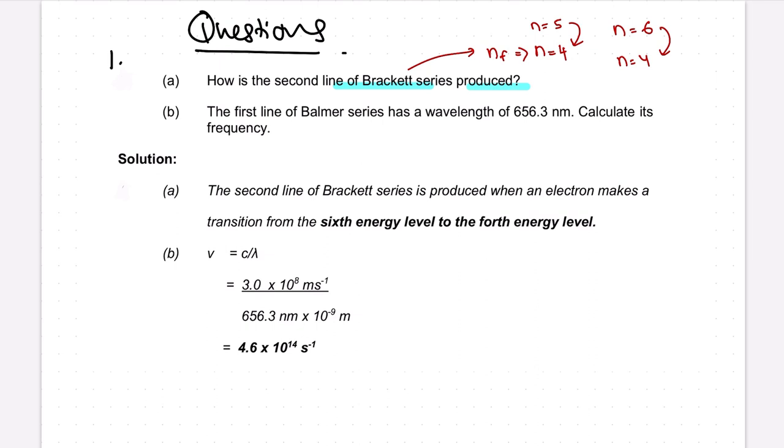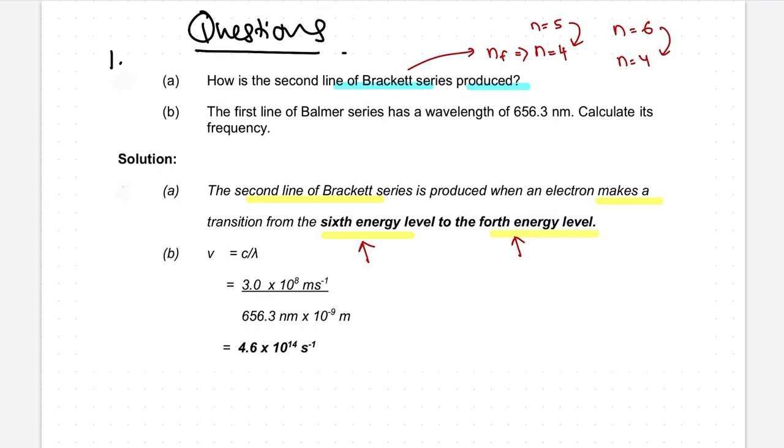So how do we say that in words? I'm very sure that you all have mastered this, but saying it in lines: the second line in the Brackett series is produced when an electron makes a transition from the 6th energy level to the 4th energy level. So make sure you are using words like 6th energy level to the 4th energy level instead of just saying 6 to 4. Okay, this is a better answer.